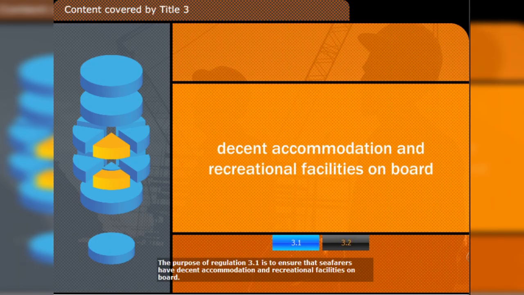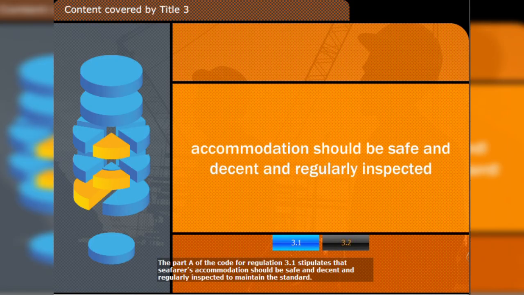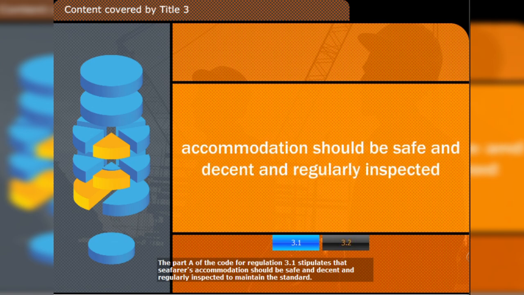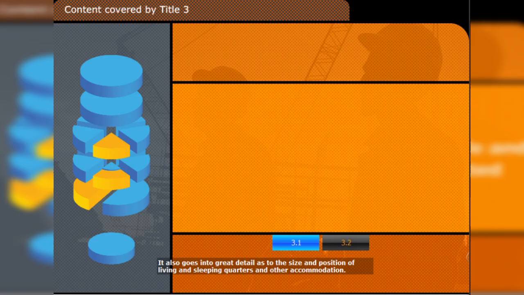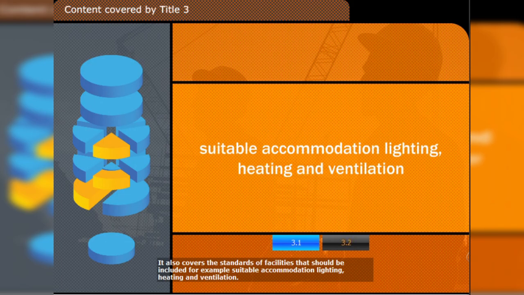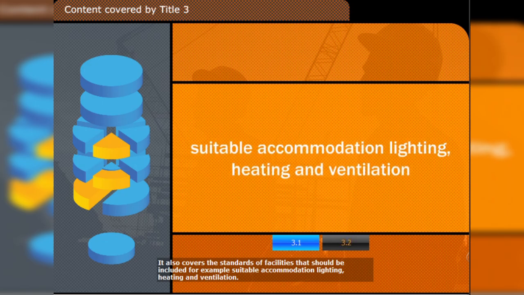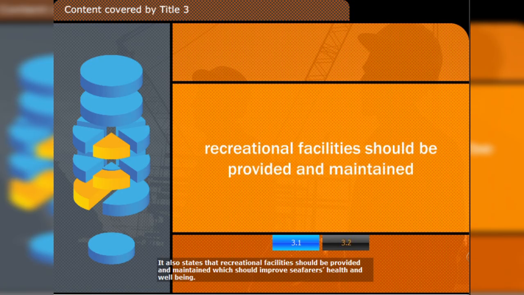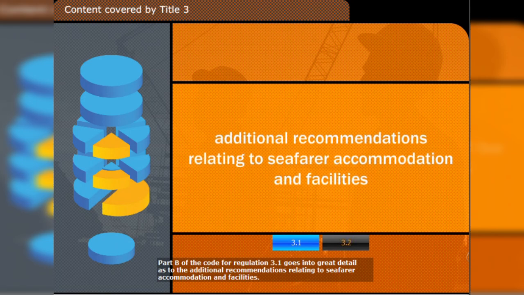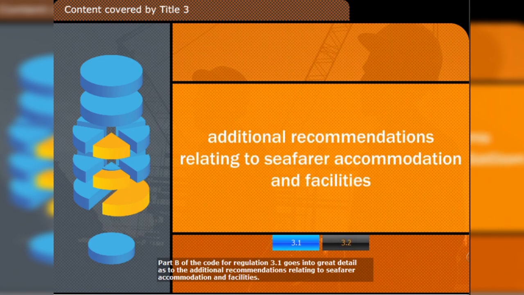The purpose of Regulation 3.1 is to ensure that seafarers have decent accommodation and recreational facilities on board. Part A of the Code for Regulation 3.1 stipulates that seafarers' accommodation should be safe and decent and regularly inspected to maintain the standard. It also goes into great detail as to the size and position of living and sleeping quarters and other accommodation. It also covers the standards of facilities that should be included, for example, suitable accommodation lighting, heating and ventilation. It also states that recreational facilities should be provided and maintained, which should improve seafarers' health and well-being. Part B of the Code for Regulation 3.1 goes into great detail as to the additional recommendations relating to seafarer accommodation and facilities.